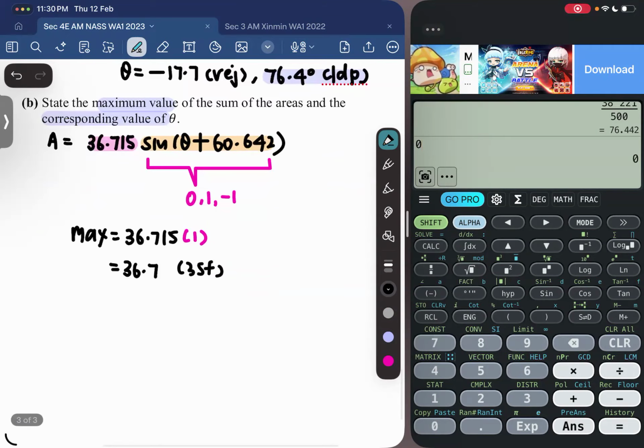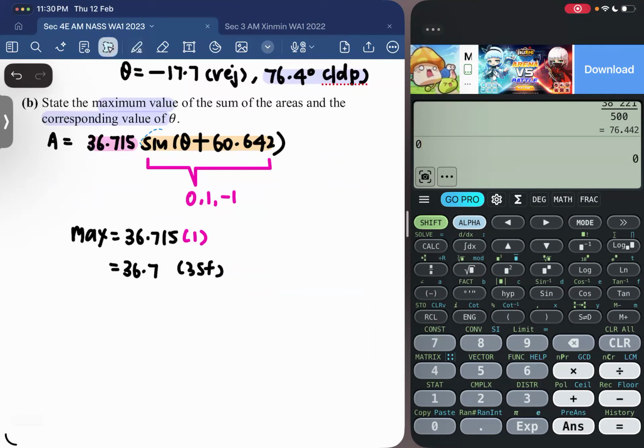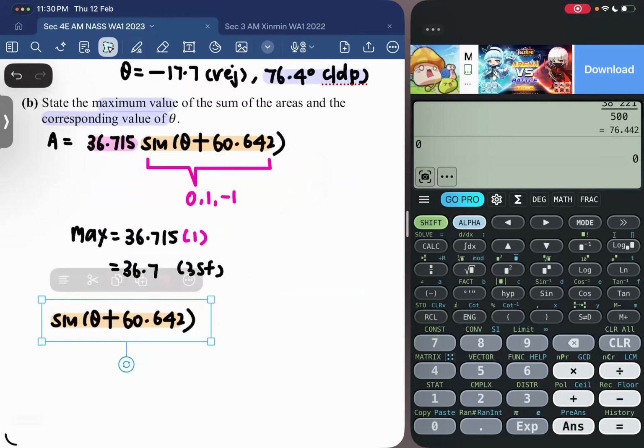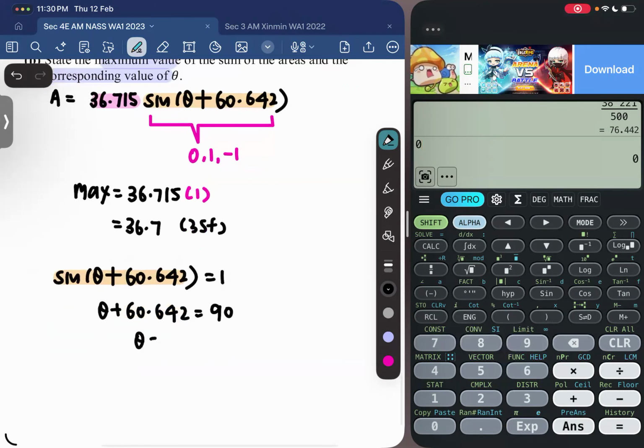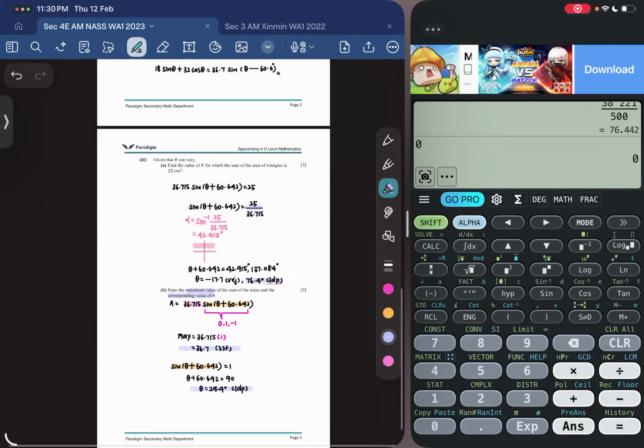How do you find the corresponding angle? Start solving this part here. Okay, so this part equals 1. So theta plus 60.642, sine inverse 1 is 90. So theta, round it off to 1 decimal place, 29.4. So answer will be what? Answer will be this and this. Okay, so this is just a full paper.